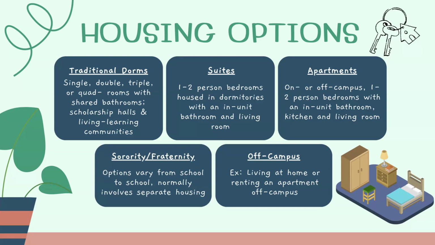Apartments can be on or off campus accommodations, which provide 1 or 2 bedrooms with an in-unit bathroom, kitchen, and living room. Typically, upperclassmen are able to apply for apartment-style accommodations, and these options are often the most expensive.